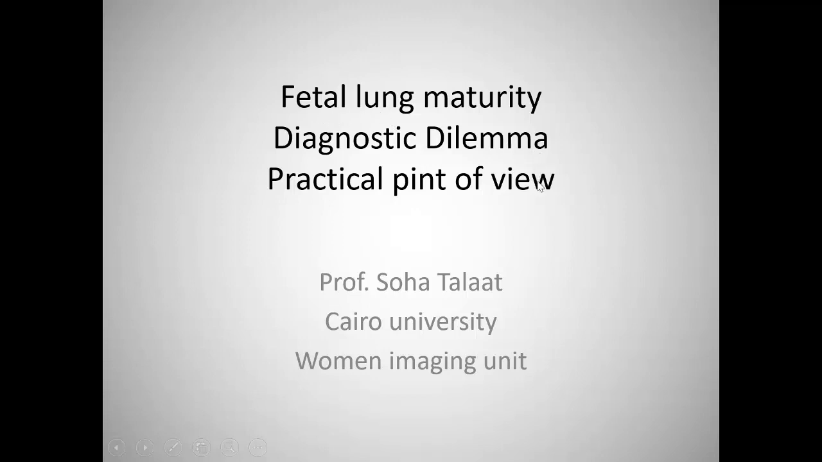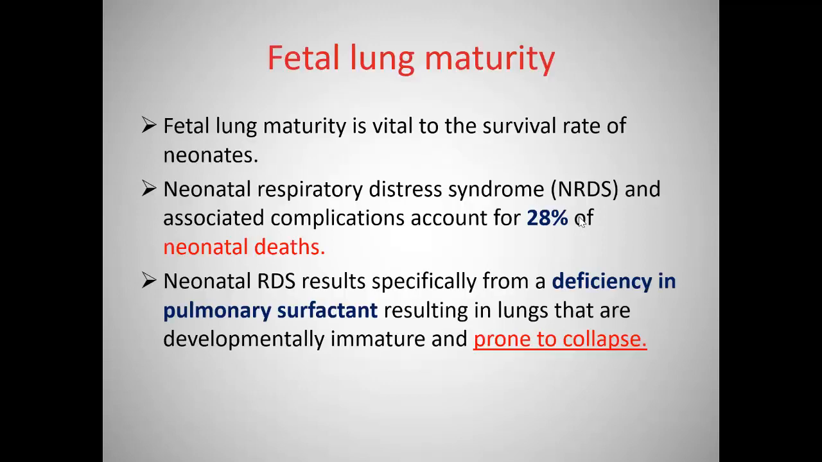هنتكلم عن fetal lung maturity diagnostic dilemma with practical point of view, because we have in the literature many articles on how to detect the fetal lung maturity, but we want a practical point, because when we do an ultrasound for a case, we have to reach this in limited time. So I will screen first what are the different modalities to reach the diagnosis of fetal lung maturity.